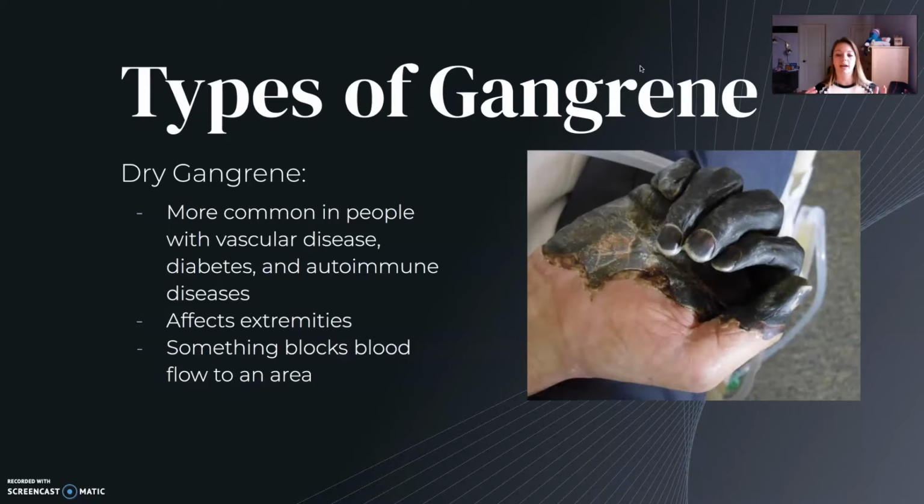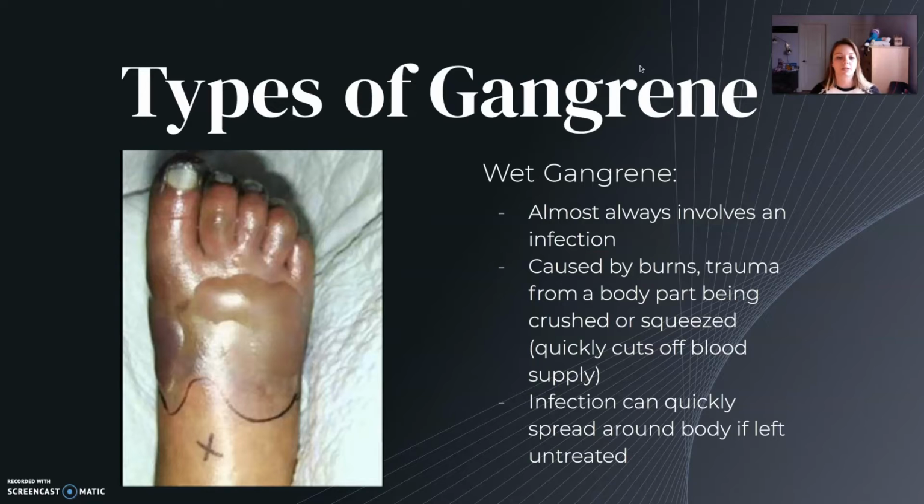So when you have a lack of blood flow from something blocking it, the first thing that's going to be affected are your fingers. Wet gangrene is pretty much the same as dry gangrene, but it involves an infection, and both gangrenes are normally caused by burns, traumas from a body being crushed or squeezed. Infections with wet gangrene can spread around the body if left untreated.